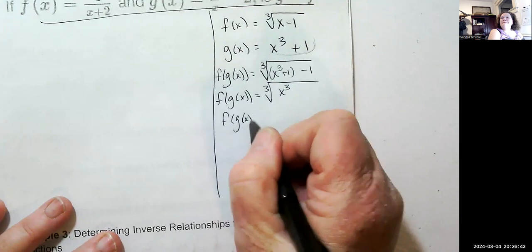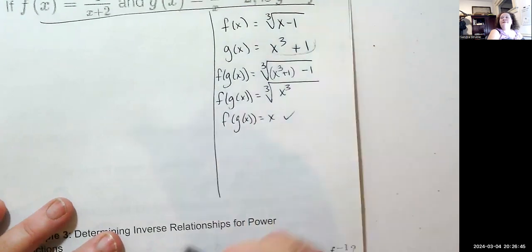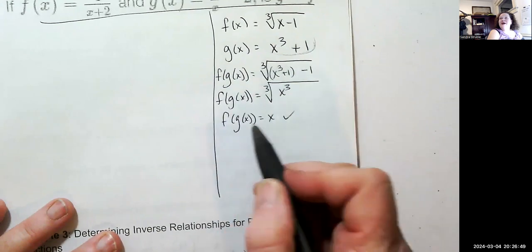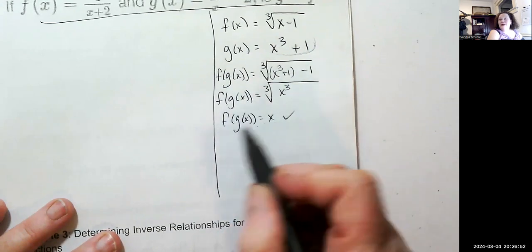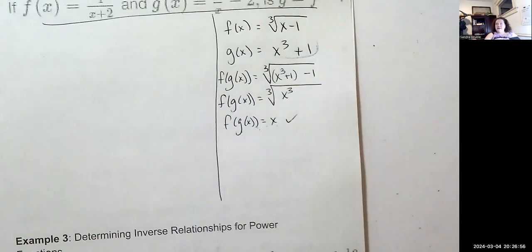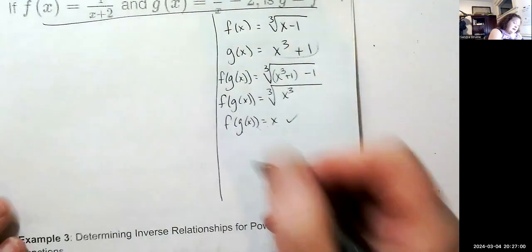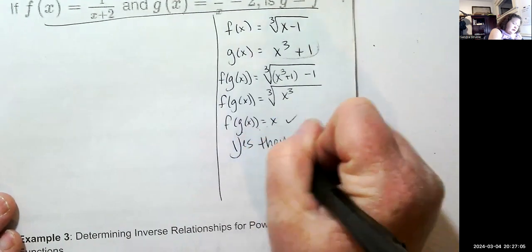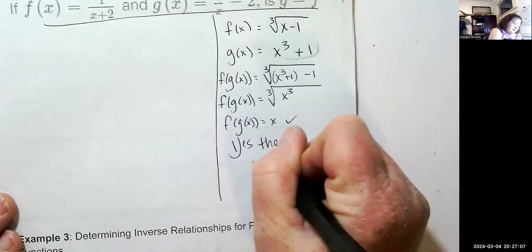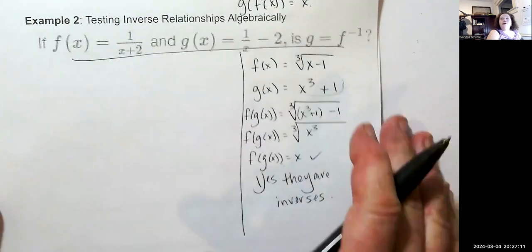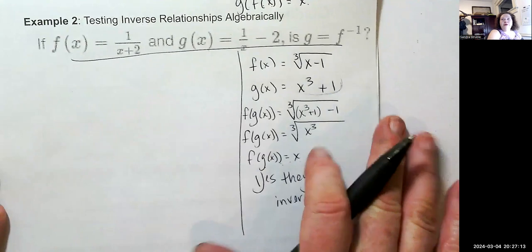So I'm thinking, yeah, they're inverses of each other, because the composition f of g of x is x. If you would have gone the other way, g of f of x, you would have gotten x as well. So because I got x, yes, they are inverses. This is how you're going to have to prove it on the exam. There will be these on the exam.